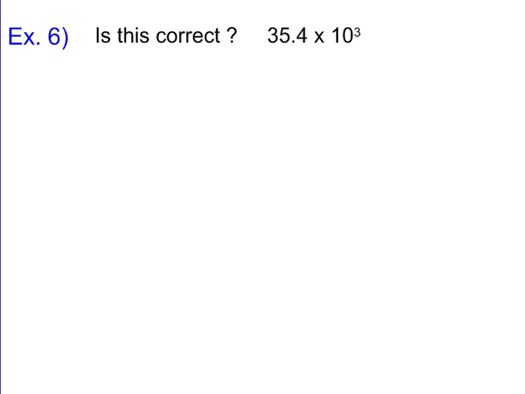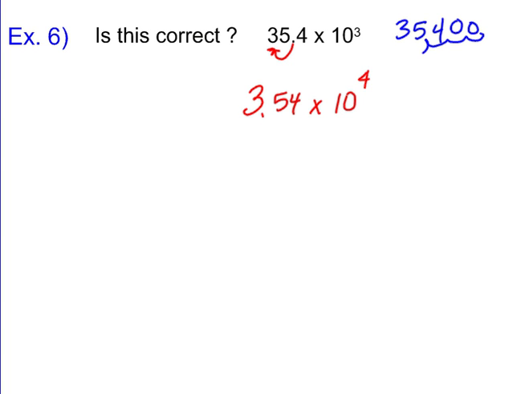Now, taking a look at format, we want to know if this is correct. 35.4 times 10 to the third. We know it's not because we only need 1 digit in front of the decimal place. And because we need to move it over 1 more place, we're going to put it 10 to the fourth. Now, how do we know this for sure? Well, let's take a look at what 35.4 times 10 to the third is. If we move it those 3 places, we can see that we get 35,400. 35,400 would require us to move it over 4 places to get in that spot.